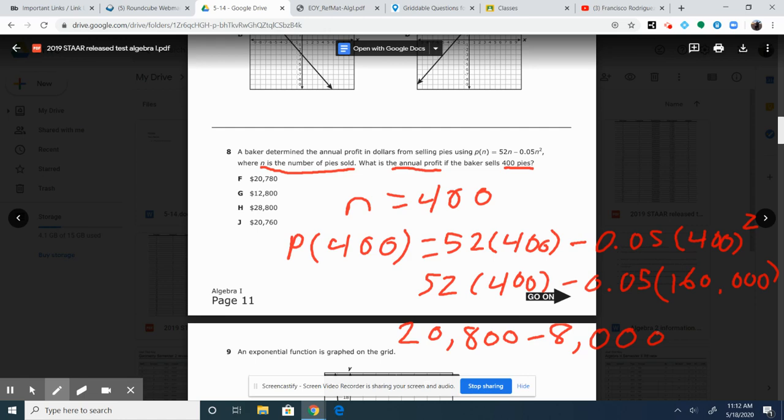Now our last step is to subtract. So now we have 20,800 minus 8,000. And that would be our answer of 12,800, which is G.